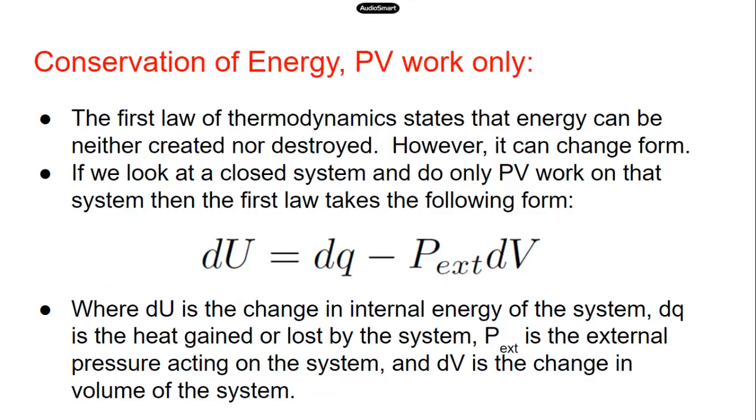So, conservation of energy. Here we're only going to deal with PV work. We're not going to deal with, let's say, electromagnetic work. So we know that the change in energy of some system is equal to the heat added or lost by that system plus the work done on or by that system. Okay, but here I have something interesting. I have dU equals dq minus PdV. Now sometimes students are wondering about this minus sign here. Why is there a minus sign there?